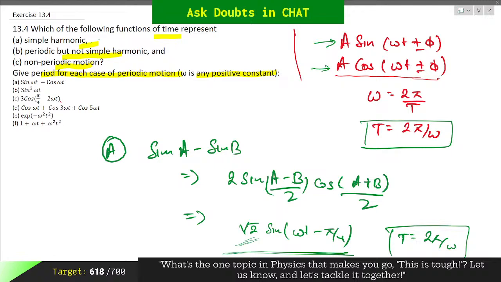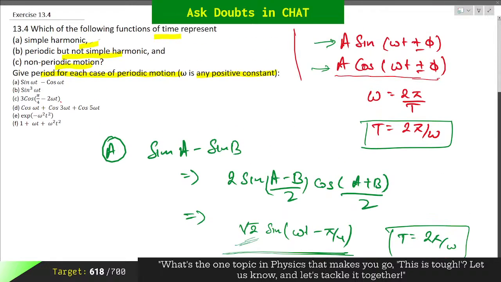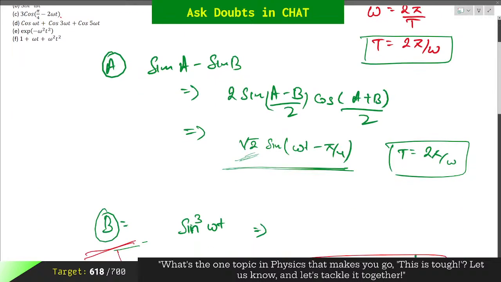So the first option is sin omega t minus cos omega t. Here we can use the trigonometric identity sin a minus sin b, which can be written as 2 sin((a minus b)/2) multiplied by cos((a plus b)/2), which equals root 2 sin(omega t minus pi by 4), which is of the form of A sin(omega t plus or minus phi). So we can say that it is a simple harmonic motion with the time period of 2 pi by omega.